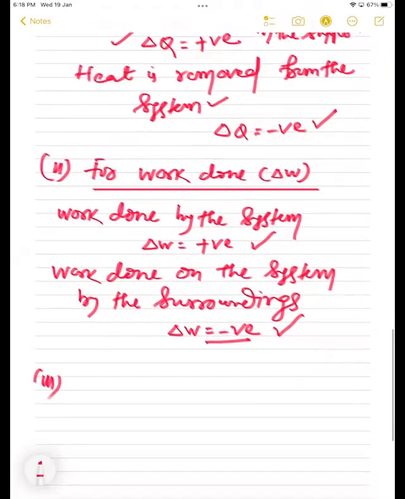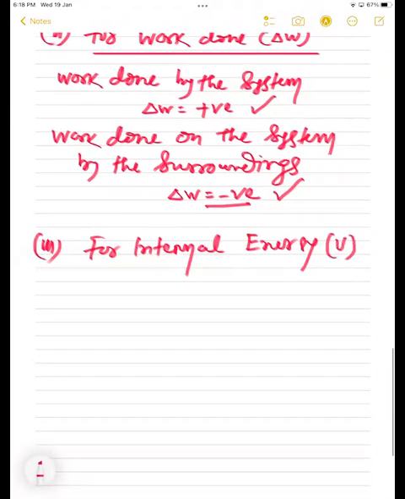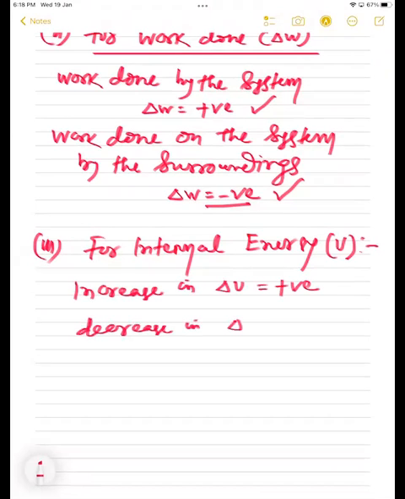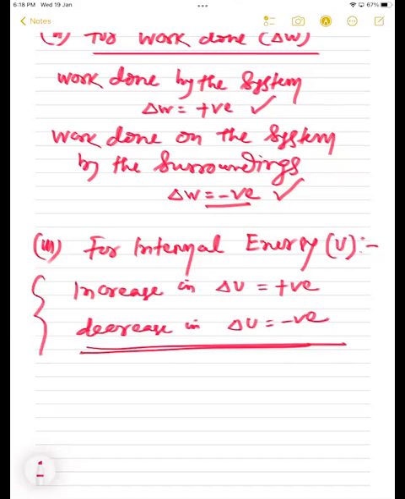And triple number 3 for internal energy. Internal energy means U. So internal energy means increase in internal energy, right? So delta U positive, increase in the internal energy. So that will be positive. Decrease in internal energy, then we'll take what? Delta U is negative, right? So these things just keep in mind to understand.